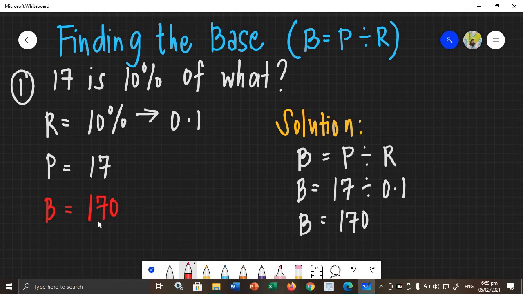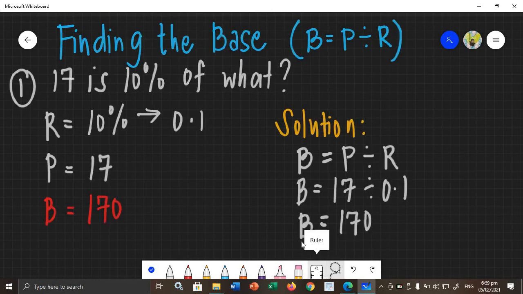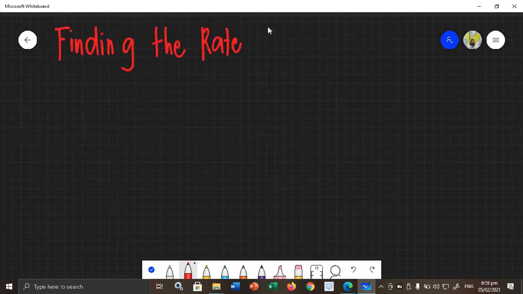And lastly, how do we find the value of the rate naman? So, we derived a formula to find the rate a while ago, di ba? So, R is equal to P over B or P divided by B. So, this is the formula in finding the rate.